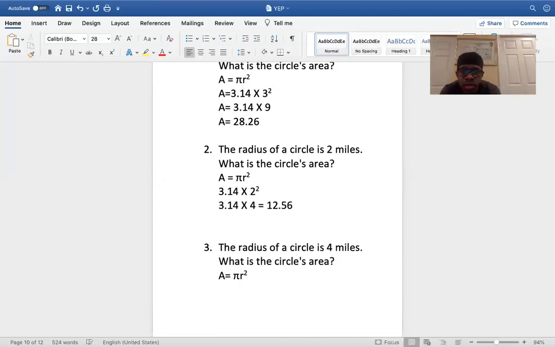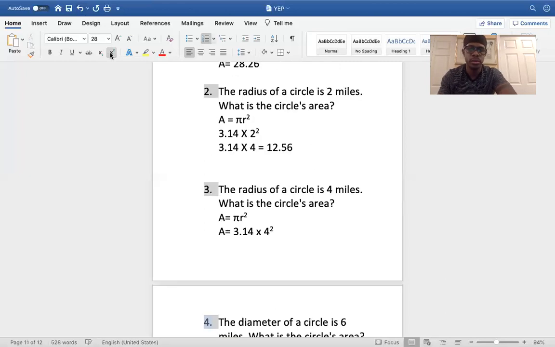So let's do number 3. The radius of a circle is 4 miles. What is the circle's area? So again, it's going to be pi times radius squared. 4 squared, or 4 times 4, is 16. 16 multiplied by 3.14. It's going to be 3.14 times 4 squared. That's going to be 3.14 times 16. And that's going to give us 50.24. Yeah, to multiply, it should give us 50.24.